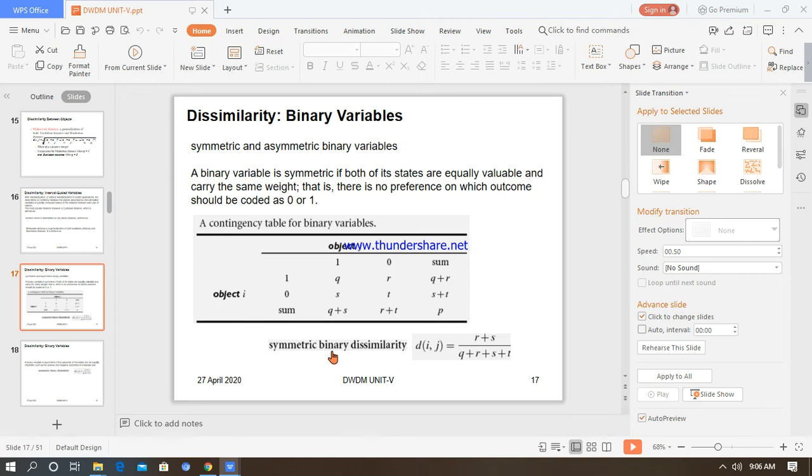t is the number of variables that equal 0 for both objects i and j. q is the number of variables where both i and j are 1. r is the number of variables where object i is 1 and object j is 0. s is the number of variables where object i is 0 and object j is 1.